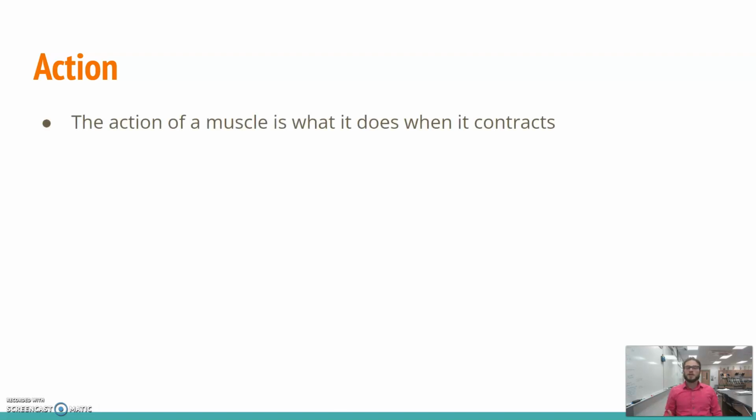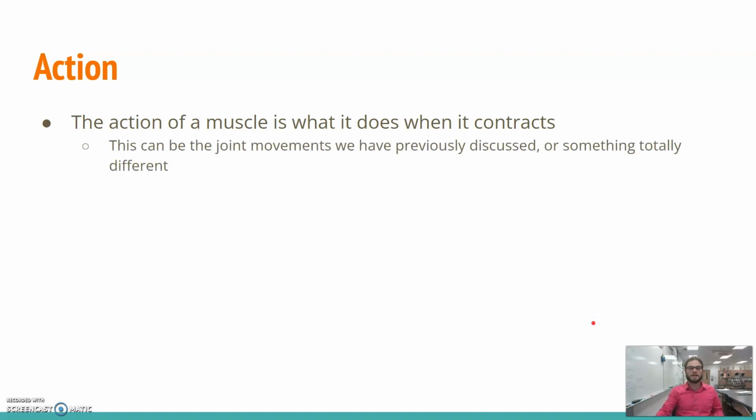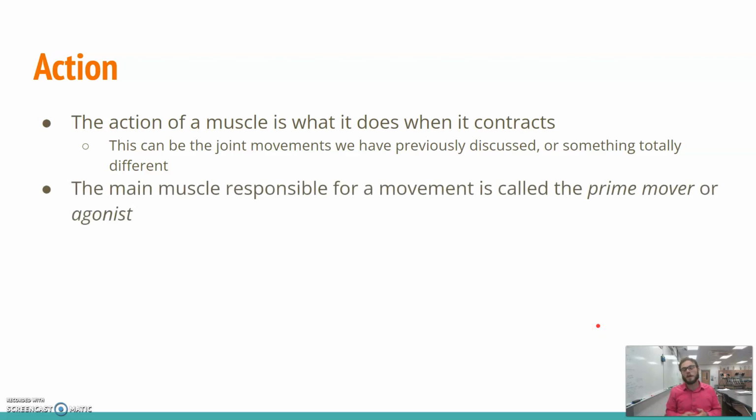So, the action of a muscle is basically its function. What is that muscle doing when that muscle contracts? This can be any of those joint movements that we had covered previously, both in our skeletal system and in our last video, or it could be something completely different. The main muscle that's going to be responsible for that action is called the prime mover, or sometimes you'll also see it called the agonist.